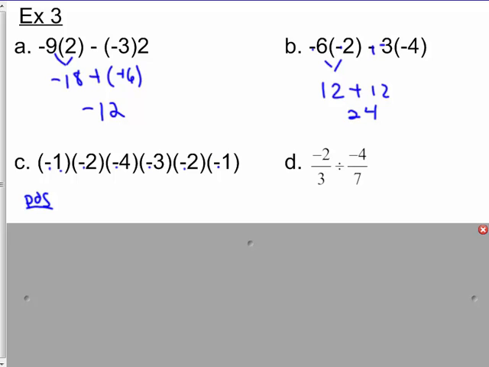1 times 2 times 4 times 3 times 2 times 1. Well, 1 times 2 is 2, 2 and 4 is 8, 8 and 3 is 24, 24 and 2 is 48, and 48 and 1 is 48 there.